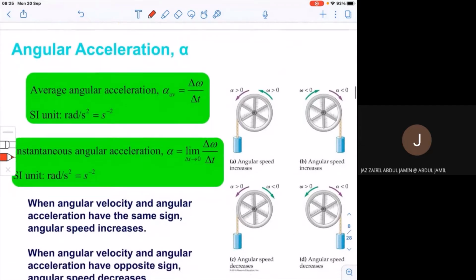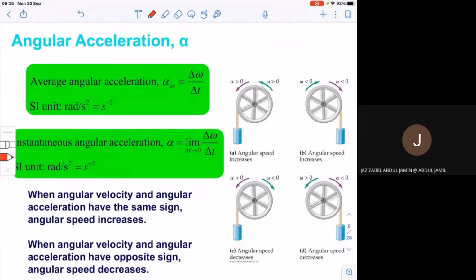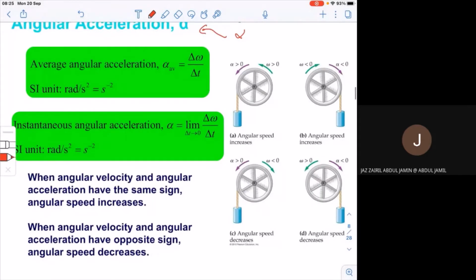And this is angular acceleration. So what is angular acceleration? The same as our normal acceleration, our linear acceleration. This is alpha, not a. A is linear acceleration, but right now it is alpha. Alpha is angular acceleration. Now we have some terms: theta, omega, and alpha.